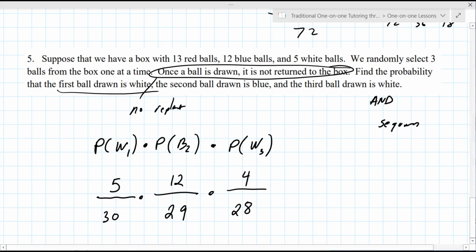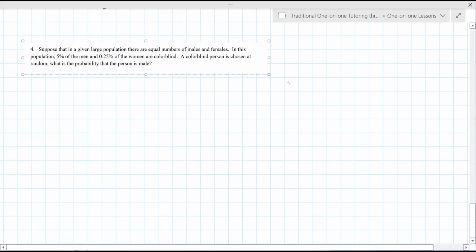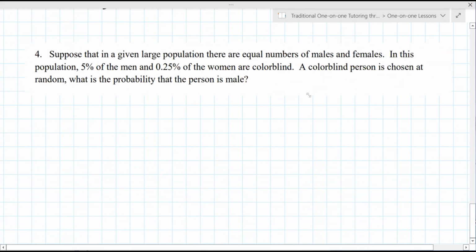All right, so let's go back to 4. Suppose that in a given large population, there are equal number of males and females. In this population, 5% of the men and 0.25% of the women are colorblind. A colorblind person is chosen at random. What is the probability that the person is male?